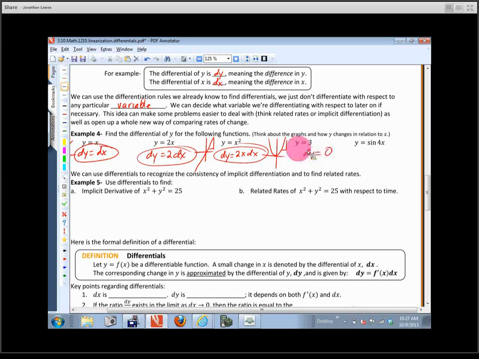And why does that make sense if you were to look at the graph? Yeah, because if we've got y equals 3, no matter what the change in x is, what's the change in y? Always going to be 0. Okay? And then let's look at the last one. This would be dy. dy equals the derivative of sine, cosine, leave the inside alone, and then times the differential of the inside. That's going to be 4 dx. So if we were to clean this up just a little bit, we'd have 4 cosine 4x dx.